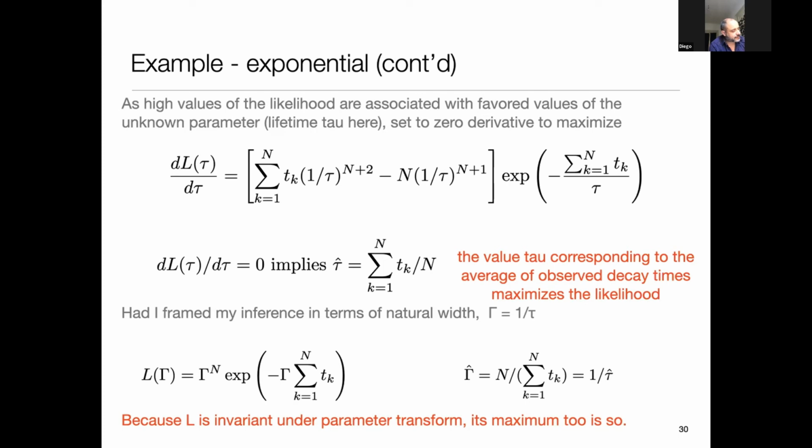Note that if you had framed your inference in terms of the natural width gamma, so 1 over tau, you would have found the same thing, because L is invariant under parameter transformation. So its maximum is too, and it's expressed in this last line here.